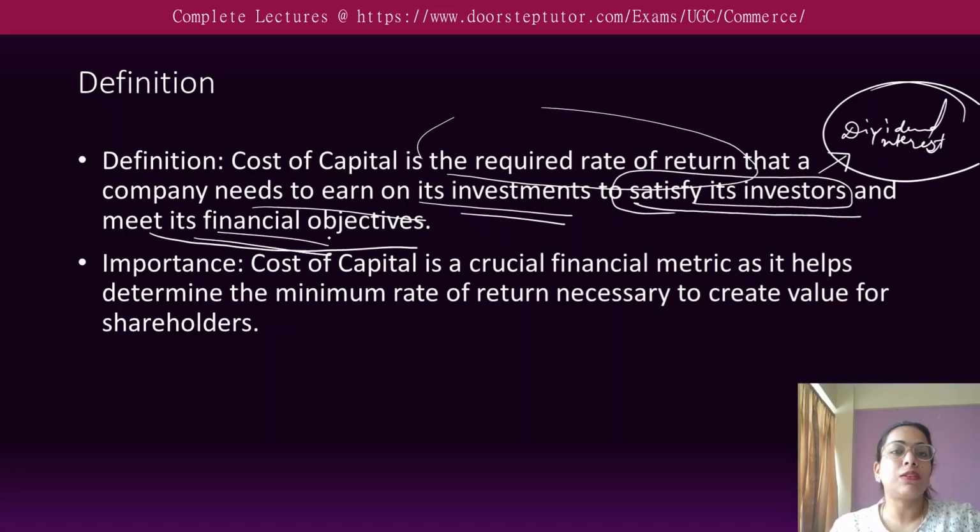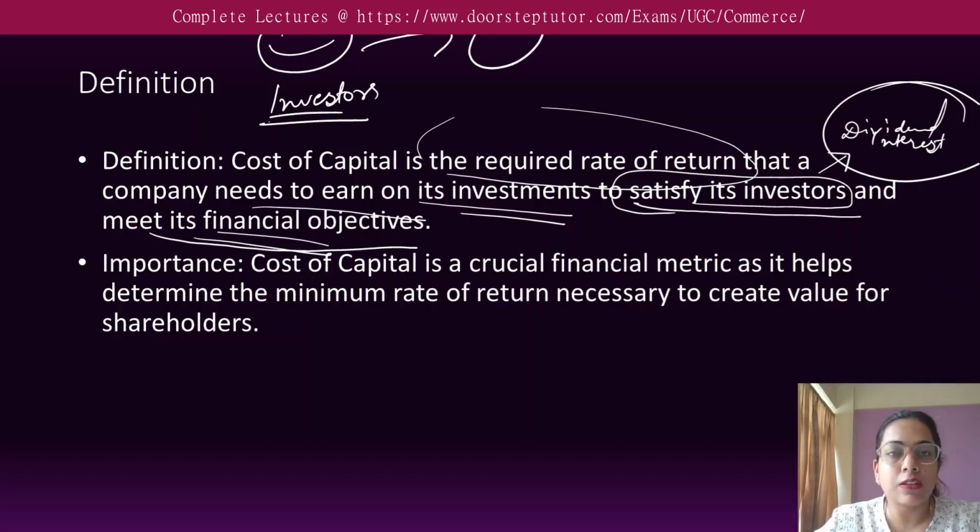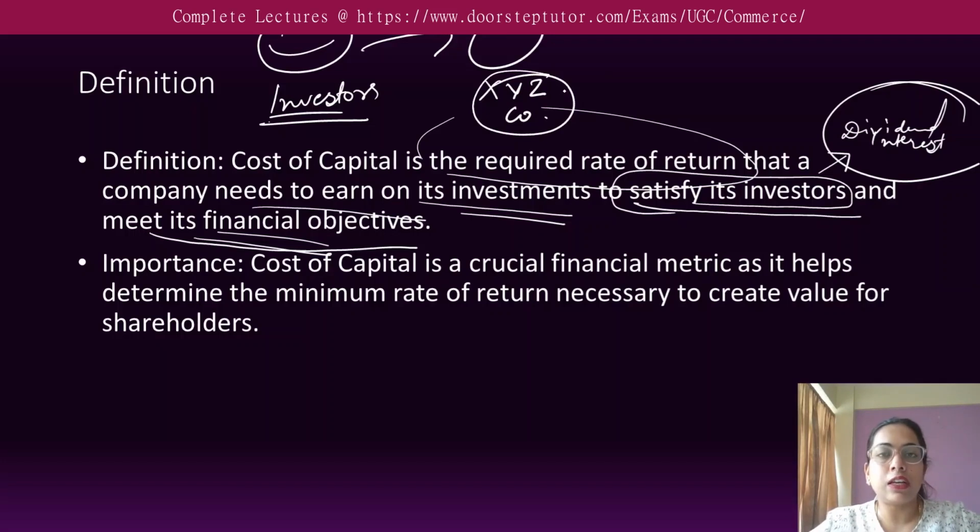I will explain it through an example. Suppose these are the group of investors. These are investors. This is a company. These investors have invested their money in XYZ company. Now this company is thinking to invest in a proposal, the proposed proposal is project A. This company is thinking to invest in project A.